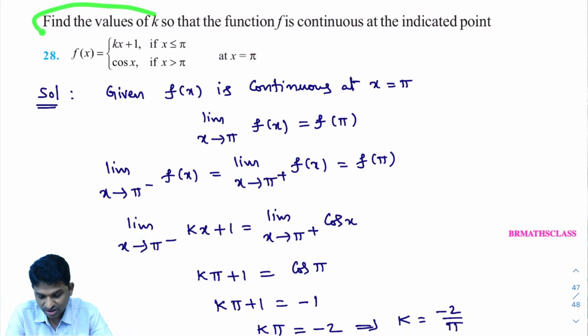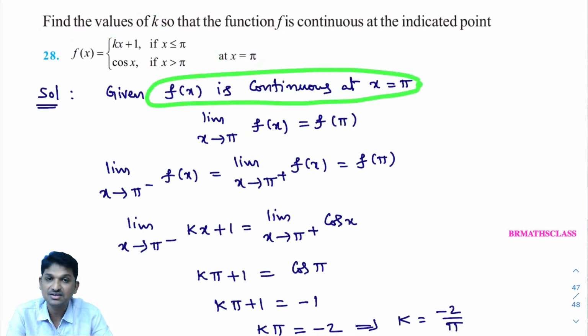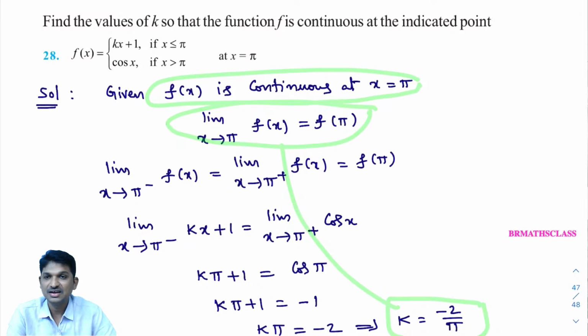What they are asking in the question: find the value of k when the function is continuous at x equal to pi. So what I started, that the function is continuous at x equal to pi, and I used this equation. I started simplifying. I got the value of k. What is the value of k? The value of k is minus 2 divided by pi. I hope you understand this. Understand or not?